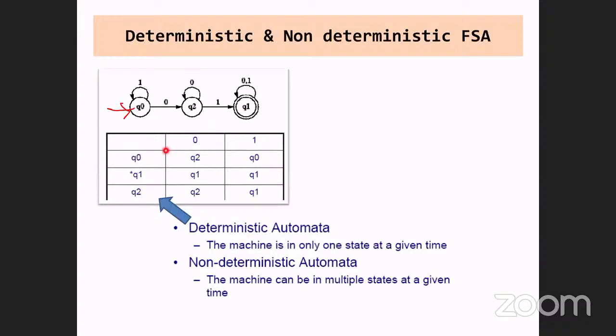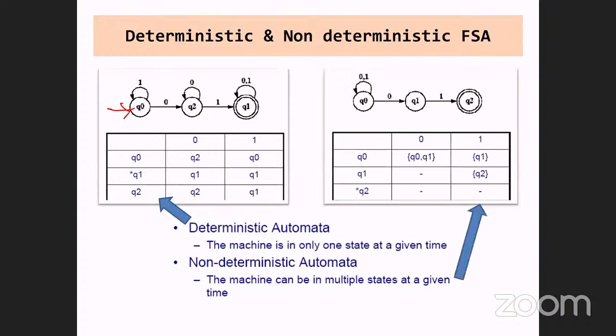While in state Q naught scanning a 0, it goes to Q naught alone. In state Q naught for a 1, exactly one response, Q1. So you find that there is exactly one response at any state for any symbol. This is called a deterministic FSA. So look at this example here.